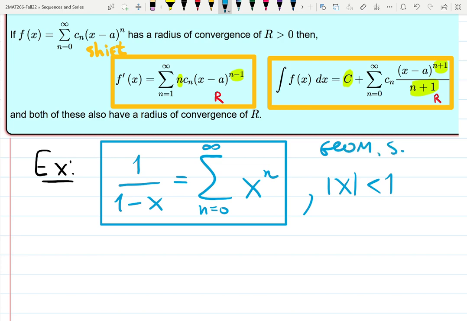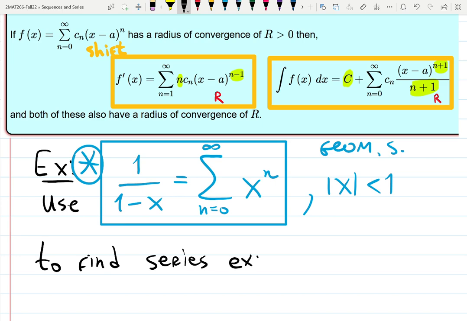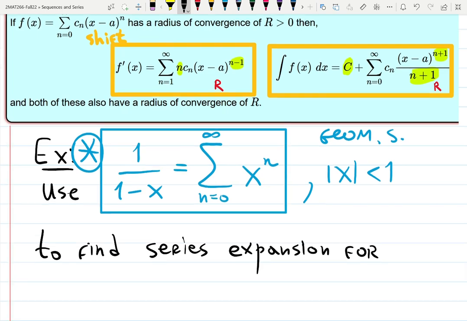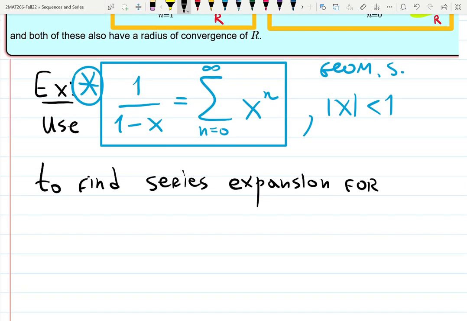Power geometric series. Left-hand side is a function. In this case, right-hand side is a series. We're going to be using this function. So use this function. Let's call it a star. This whole formula is a star. It's pretty important, so it deserves to be a star. Use to find series expansion, or just series. Let's put expansion. Expansion for. And now we give you some kind of random functions. For now, of course, we're going to give you the functions we think you will handle.